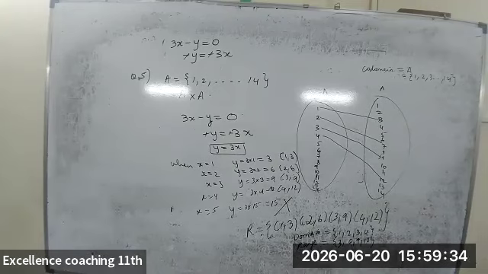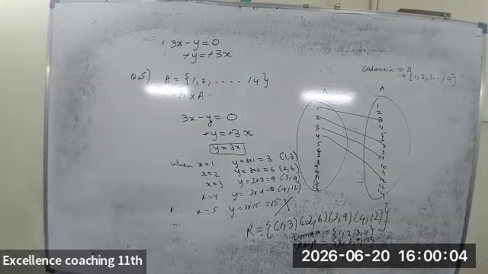Read the sixth one and try. Set of natural numbers it is. R on the set of natural numbers where x belongs to natural numbers and x is less than 4. So the x values, whatever you have to take, should be less than 4. So we have to stop at 3. X will be 1, 2, and 3.